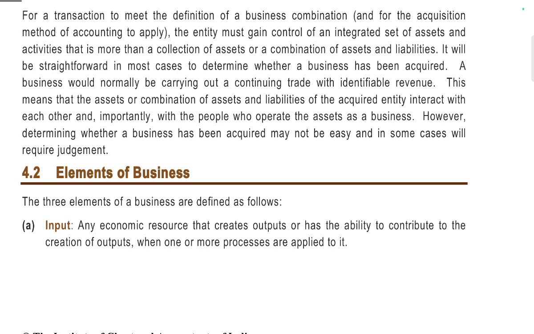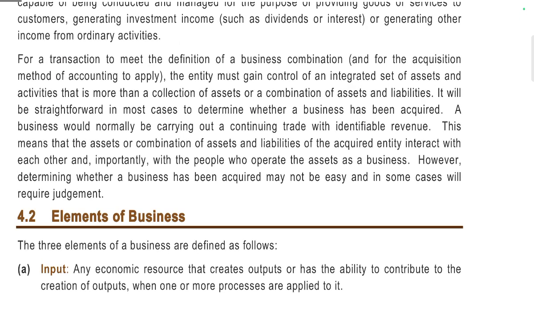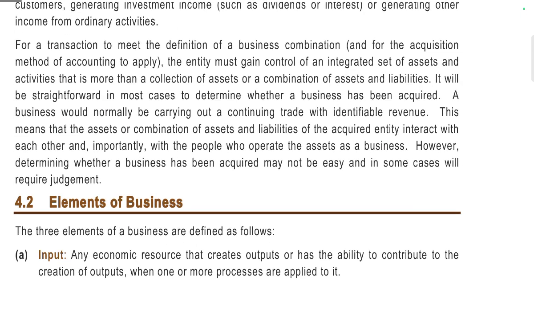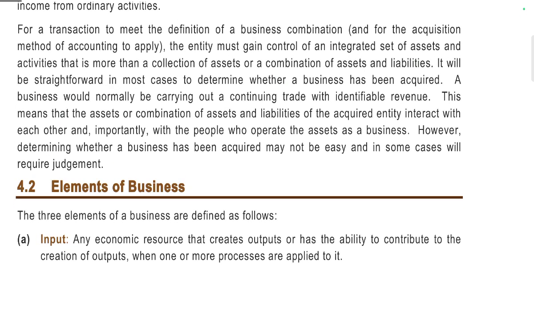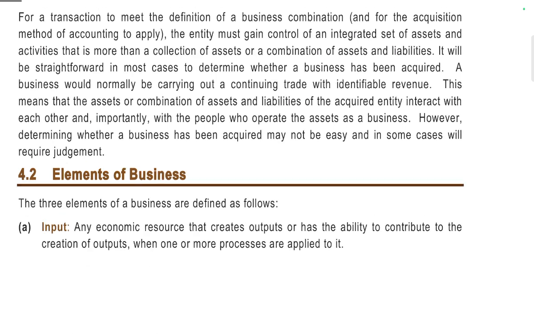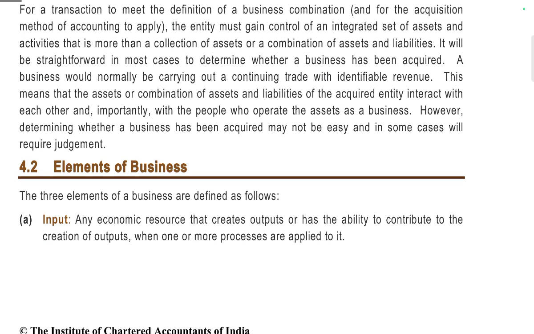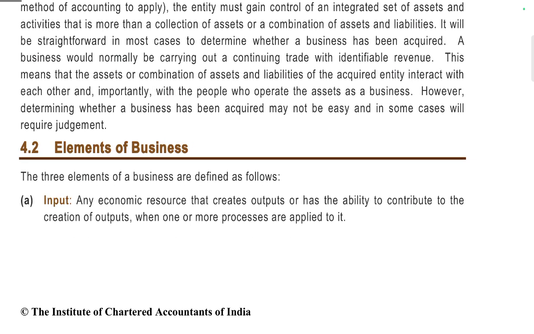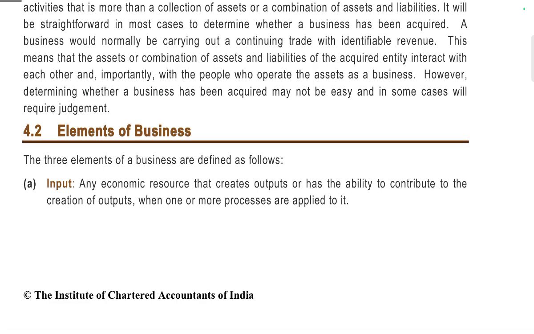A business would normally be carried out as a continuous trade. For a transaction to meet the definition of a business combination and for the acquisition method of accounting to apply, the entity must gain control of an integrated set of assets and activities that is more than a collection of assets or a combination of assets and liabilities. A business would normally be carried out on a continuous trade of generating revenue, and means that the assets and the combination of assets and liabilities of the acquired entity interact with each other.